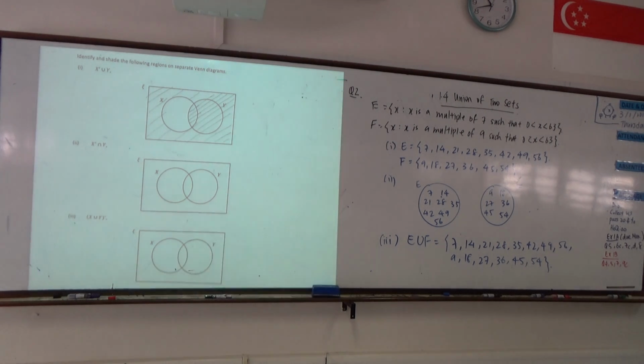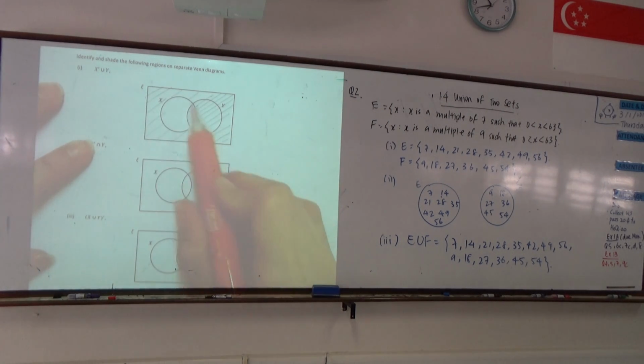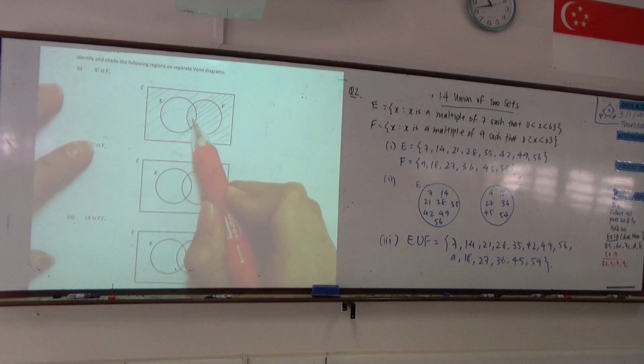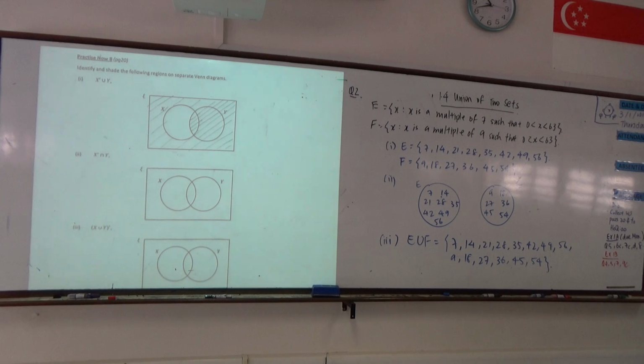Okay, so in this case, you understand the X complement union Y, right? It will be anything outside of X and also including anything that's inside of Y. So this will be the shading for X complement union Y. But I thought complement means it's not X. Yeah, not X, but union Y, so you need to include Y as well.